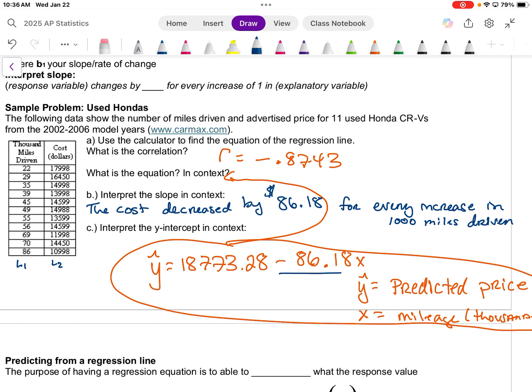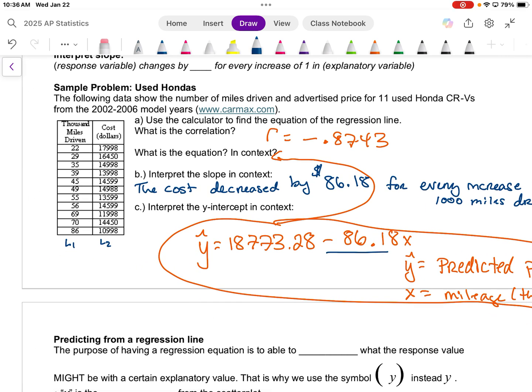Again, we didn't type it in as 22,000. So as we talk about, for every 1 increase in the explanatory variable, we have to tag on the 1,000. So we get to say either for every 1,000, or we can do 1 and then write the word 1,000 miles driven. So there is the interpreting the slope in context. The cost or the price of the car decreases by $86.18 for every 1,000 miles increase driven.